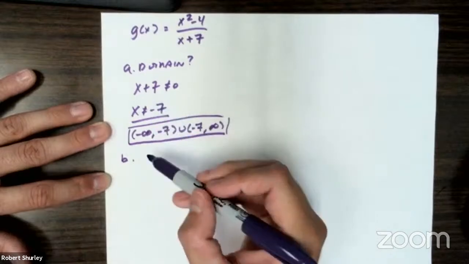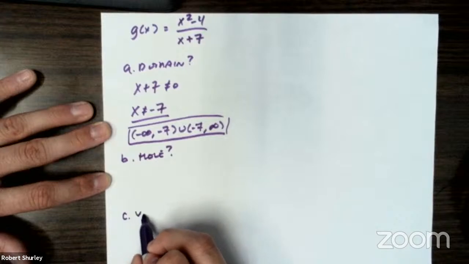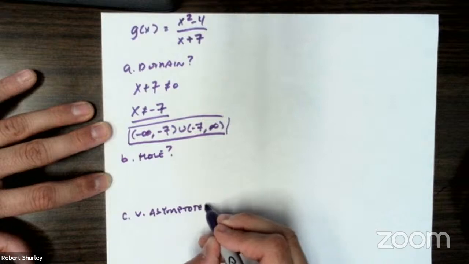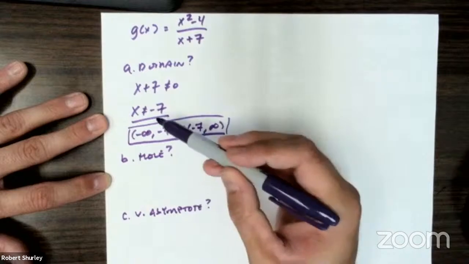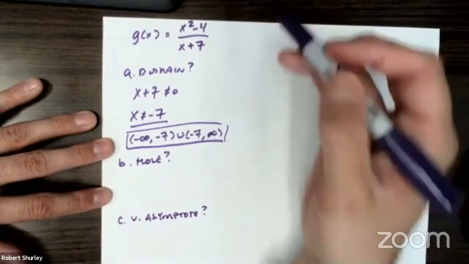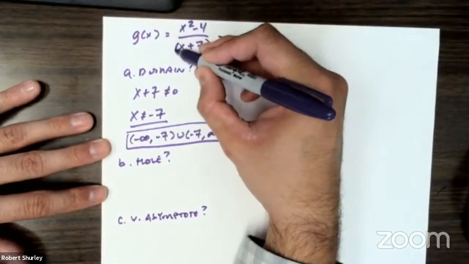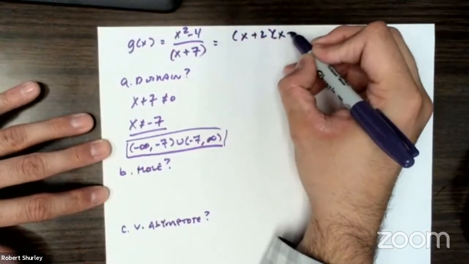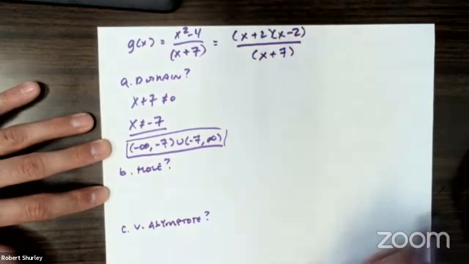Now, part B, what I'm going to ask you really is, do we have a hole? Does that create a hole? Or does it create a vertical asymptote? This restriction on our domain has to be one or the other. Okay, again, it can't be both. It has to be a hole, or it has to be a vertical asymptote. So to do that, we have to go back to the original function and simplify. So this numerator can be factored. It's x plus 2, x minus 2. And on the bottom, we have x plus 7.